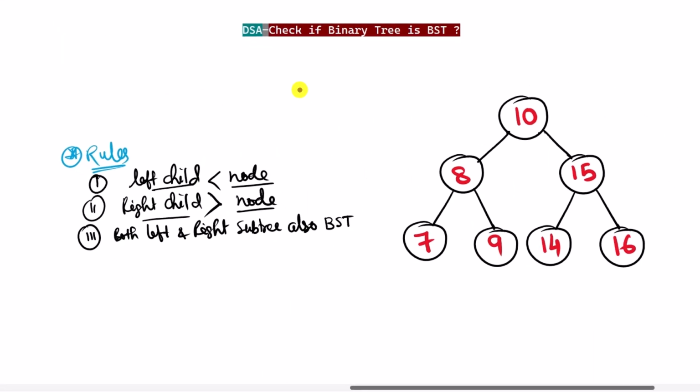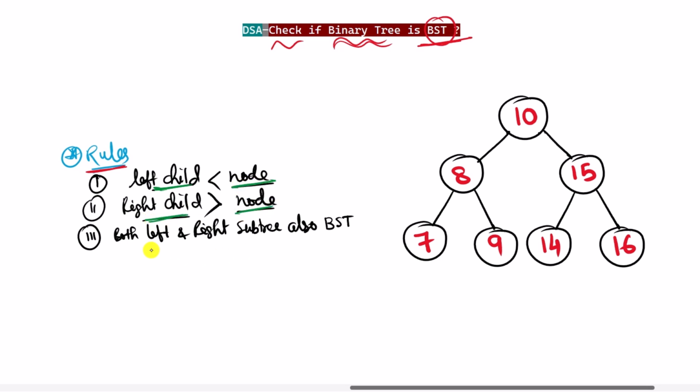So in this video we're gonna see how we can check if a binary tree is a binary search tree or not. As we know, a binary tree will be called a binary search tree if it follows a certain set of rules. First of all, the left child has to be smaller than the node and the right child has to be larger than the node.